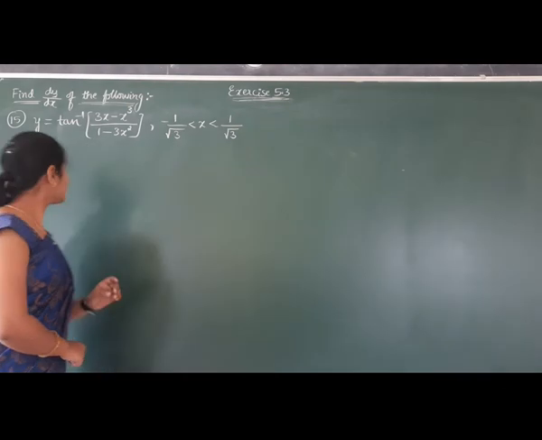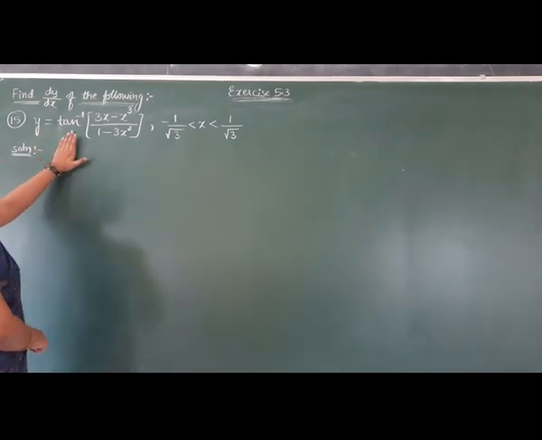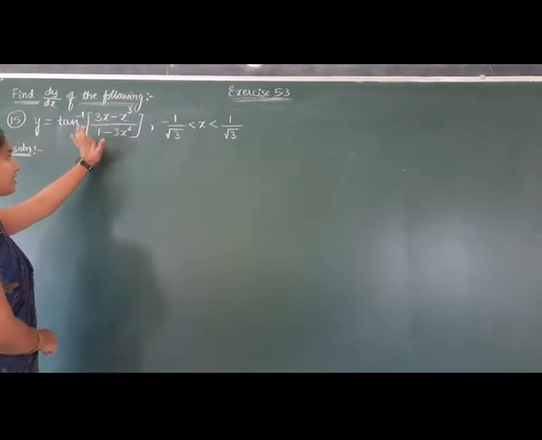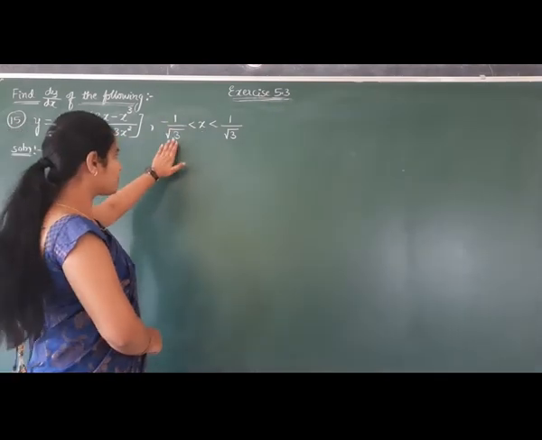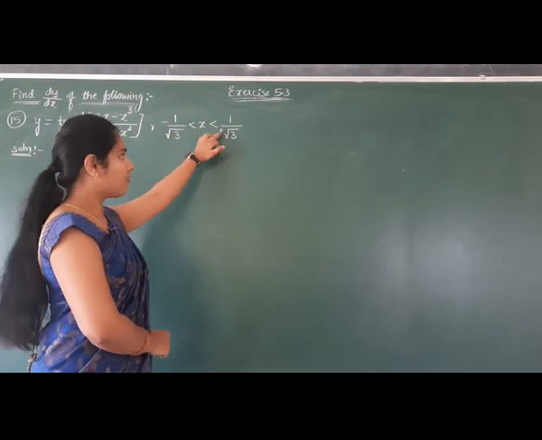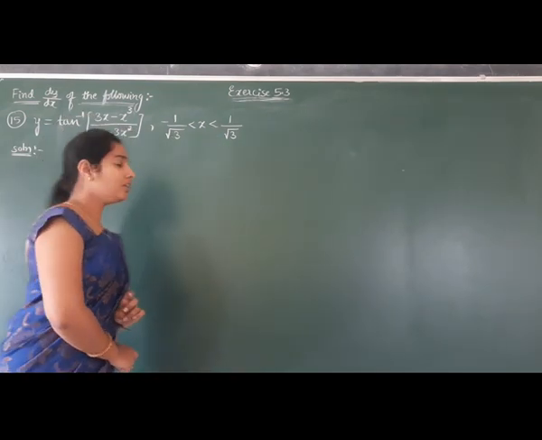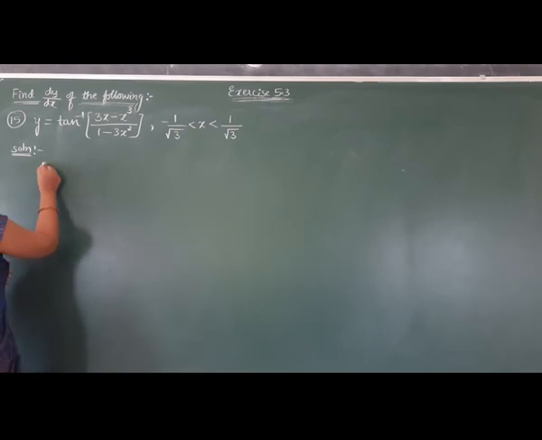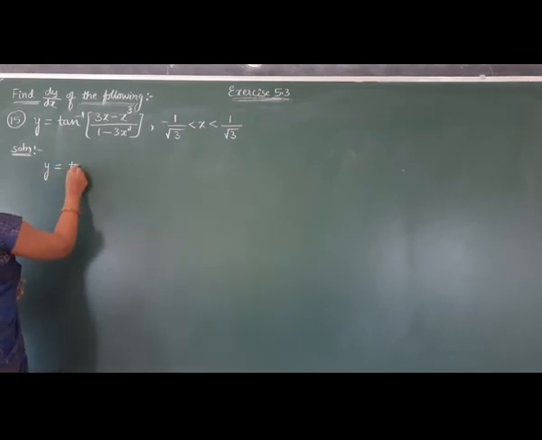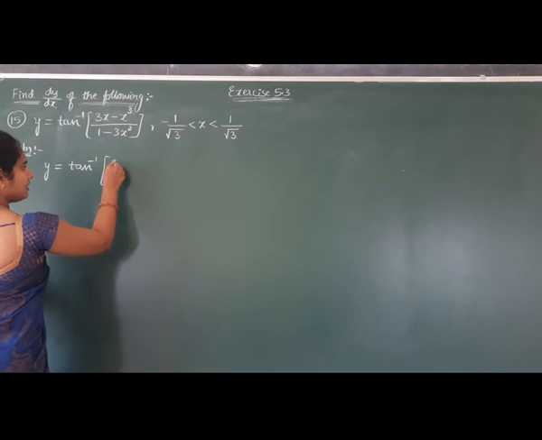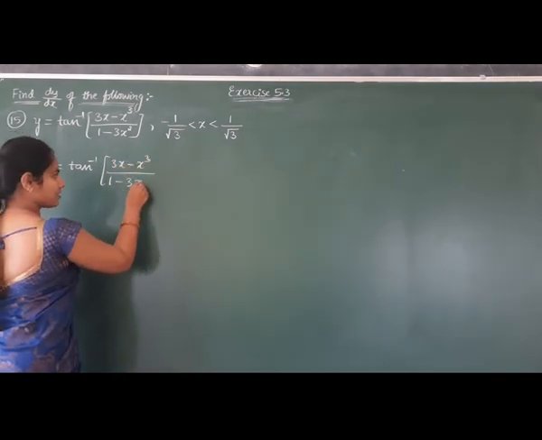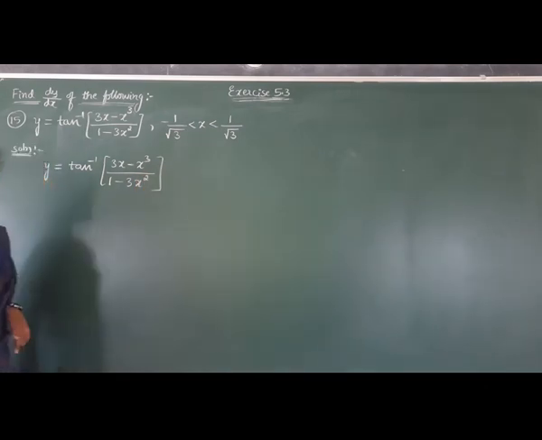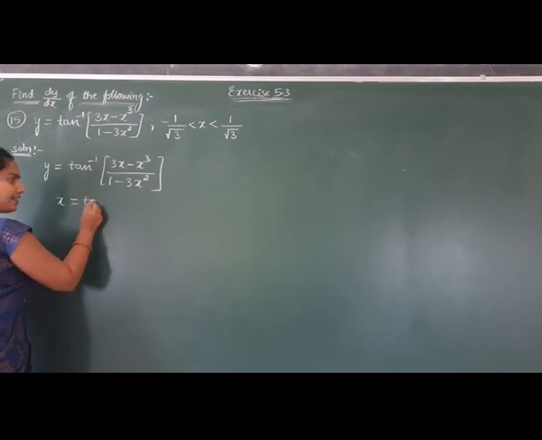So the last question is y is equal to tan inverse of 3x minus x cube divided by 1 minus 3x square, where x lies between minus 1 by root 3 and 1 by root 3. Okay, so first consider the given function as y is equal to tan inverse of 3x minus x cube divided by 1 minus 3x square. Okay, so here I am going to substitute x by tan theta.